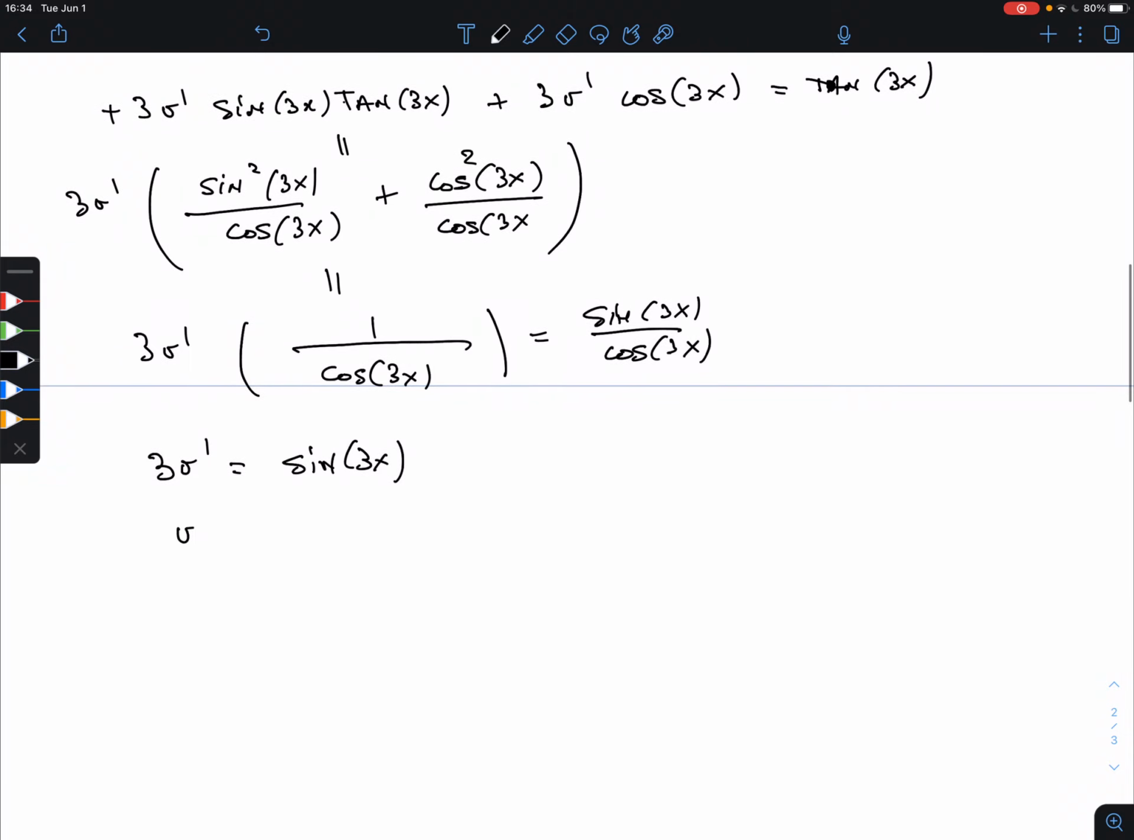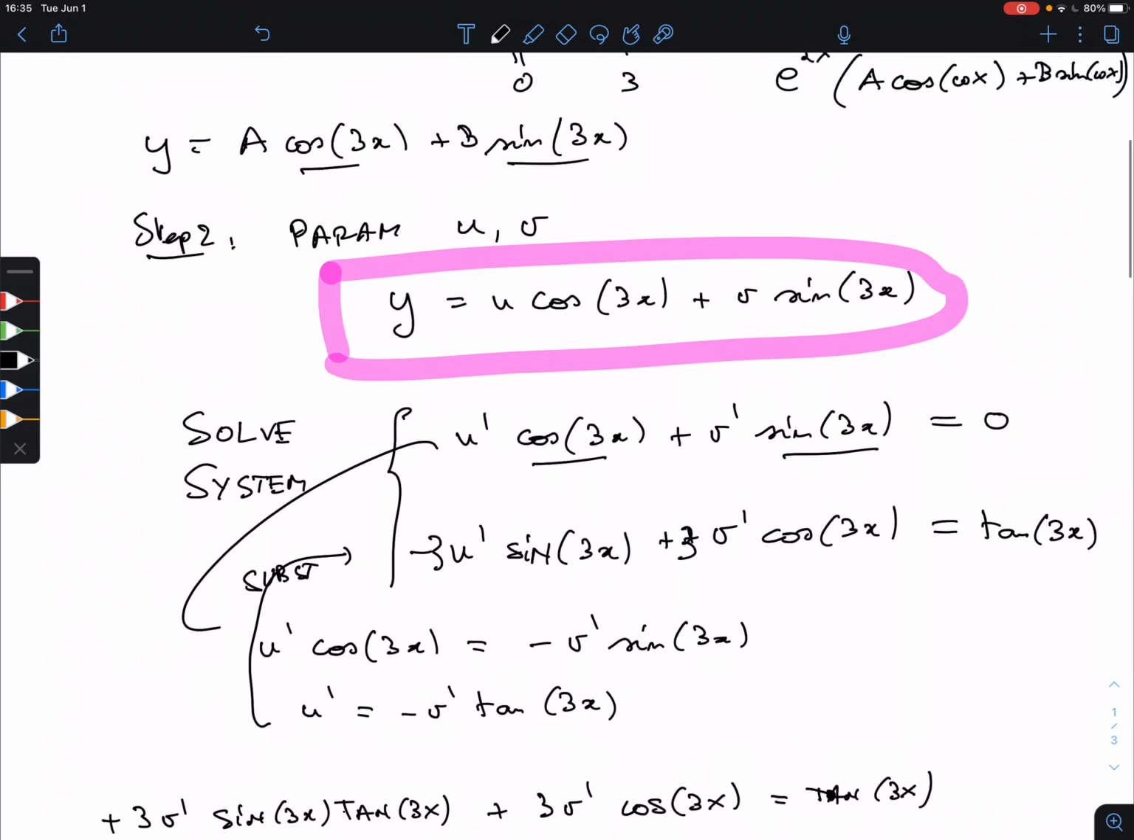So this means that v prime is 1/3 sine 3x. So that v is equal to, and so what we do here with the coefficients, we keep track of all the coefficients, right? No, we don't. We're looking for a particular solution. I'm sorry. Because we have the homogeneous solution here, so we're going to just later add that.